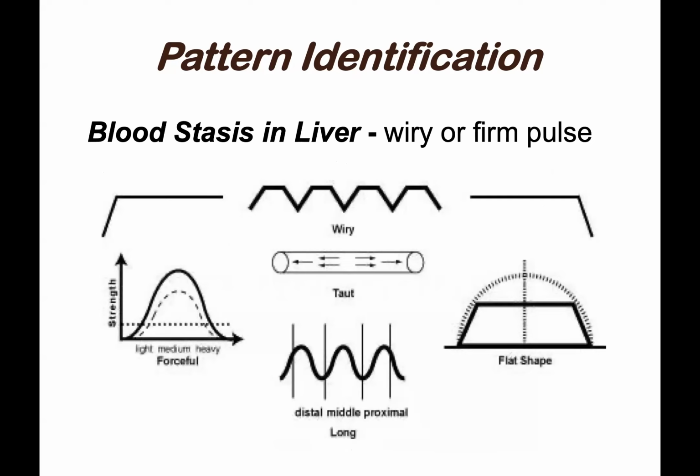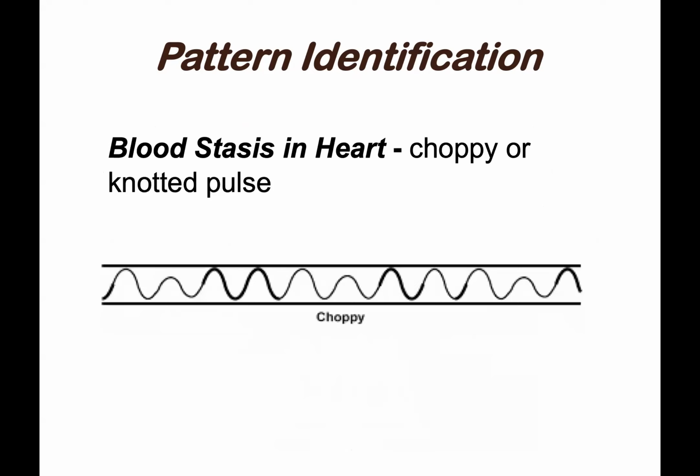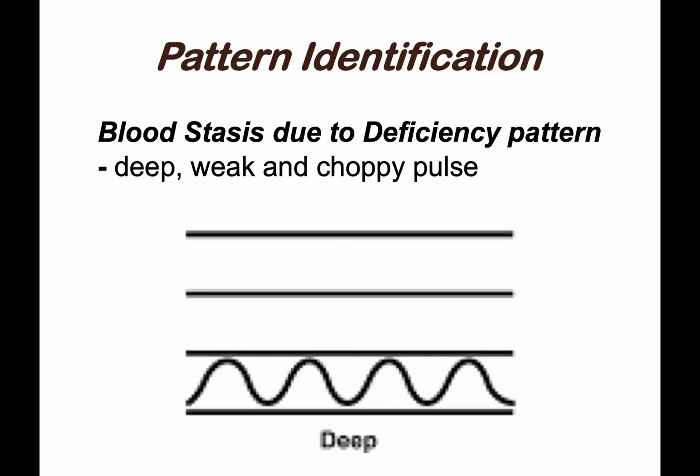Blood stasis in the liver, that is the wiry or firm pulse. Wiry, like a wire. Blood stasis in the heart, choppy or knotted pulse. Okay? Blood stasis due to deficiency pattern, deep, weak, and choppy pulse. Deep, malalim. Okay?